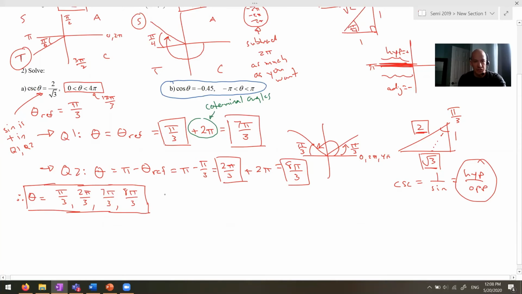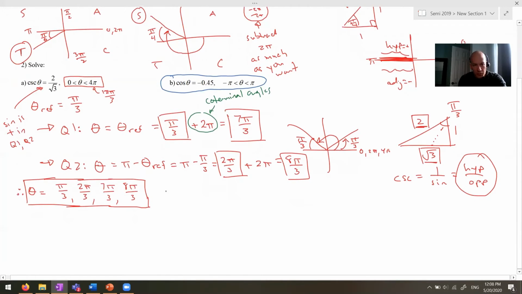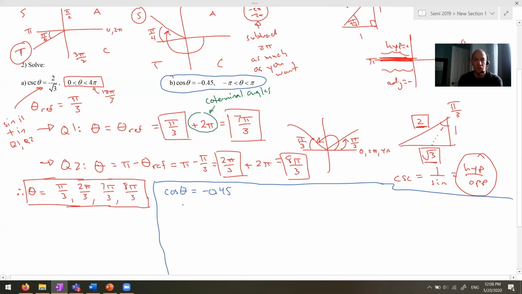So in this case, I'm going to just move down a little bit. You don't see a degree symbol anywhere. You also see pi's in the domain restriction, so this is definitely a radian question as well. We see that we have negative 0.45, and there's no way that is special, so we're going to have to use a calculator. So for solving cosine theta equals negative 0.45, what we're going to do is we're going to go theta, and instead of using a special angle, we're going to just use the calculator.